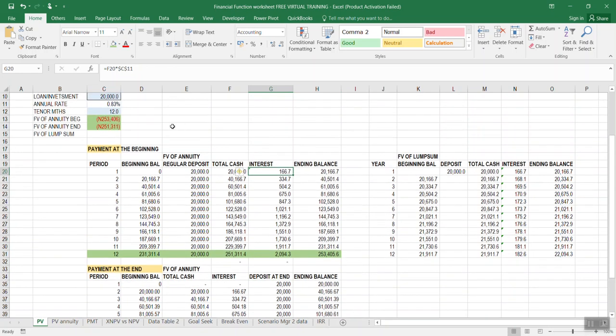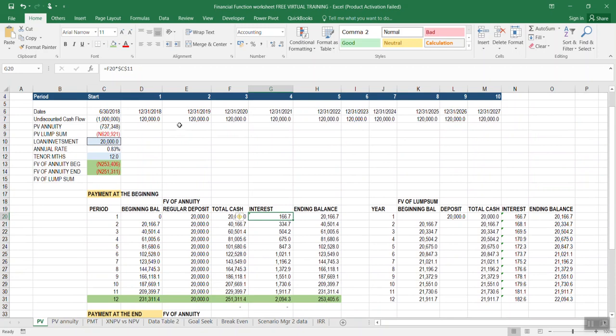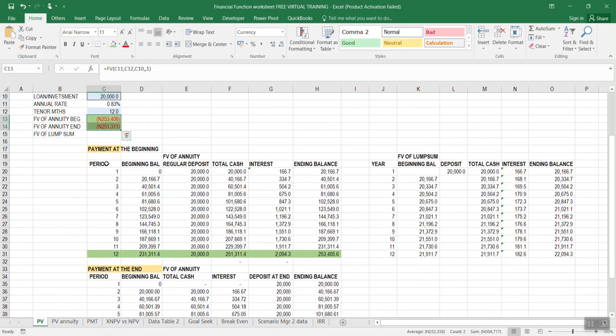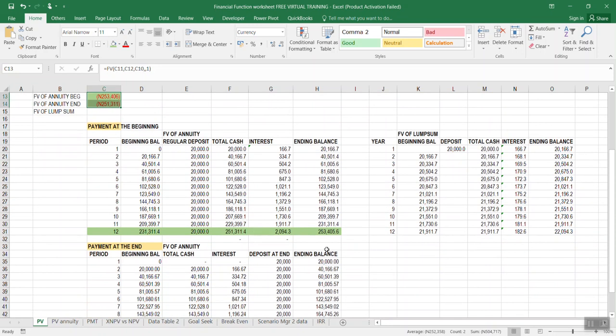That is how we calculate present value. That's how we use the present value function in Excel. I've been able to apply the present value and the future value of an annuity and lump sum for us, and also to create a table, a data table for us to see.